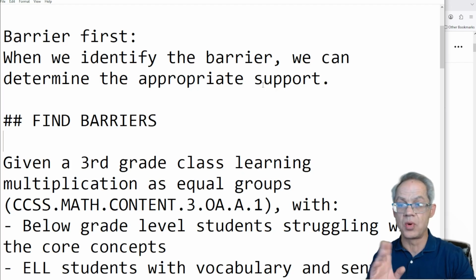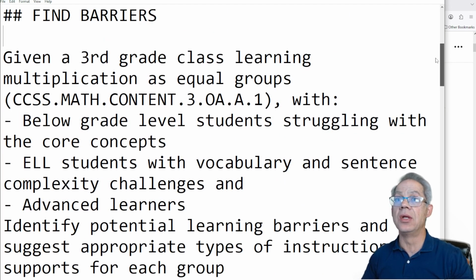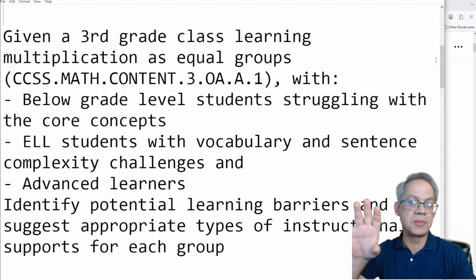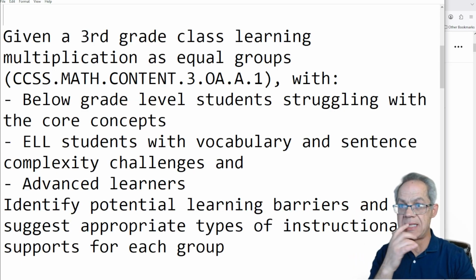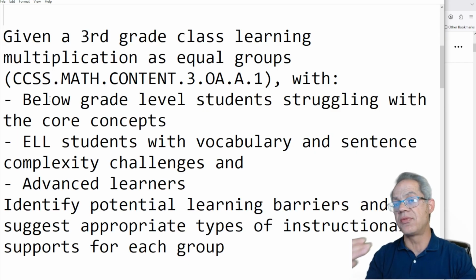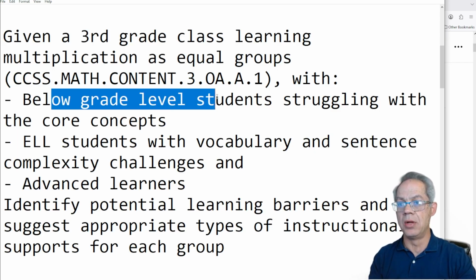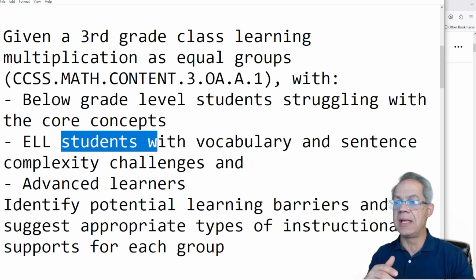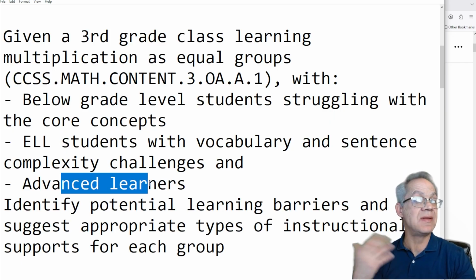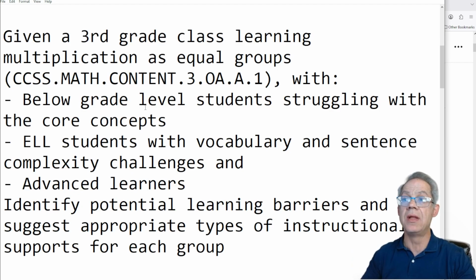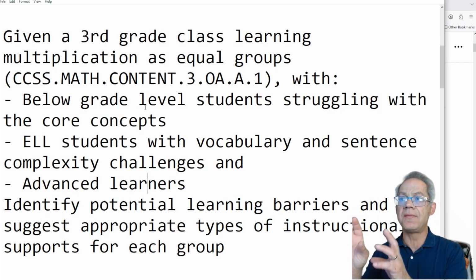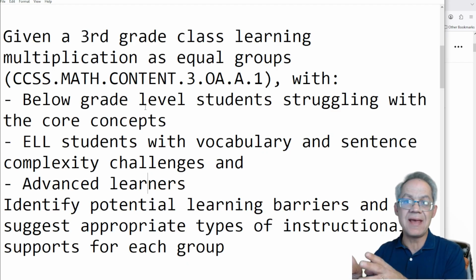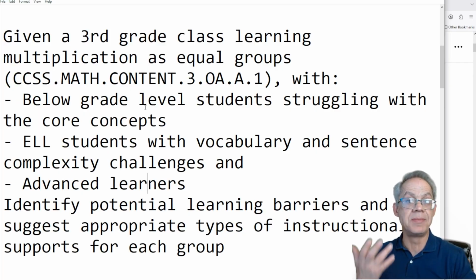Here's our first prompt. So let's take a look here. I've got a little description of my classroom and the topic and the subject, even the content standard. Then I'm saying that there are 3 different types of students. We've got our below grade level, we've got our ELL students, and we even have some advanced learners who maybe are checking out. So we're going to ask the AI to say, given this topic and given this information about the students, what could those barriers possibly be?